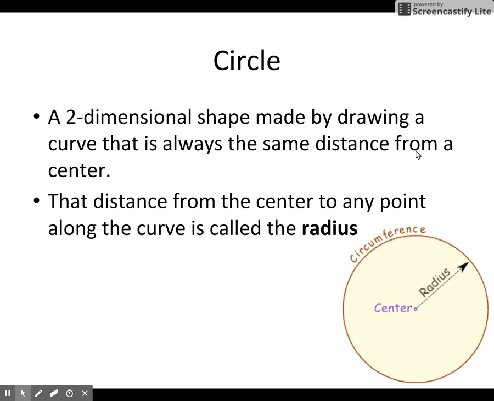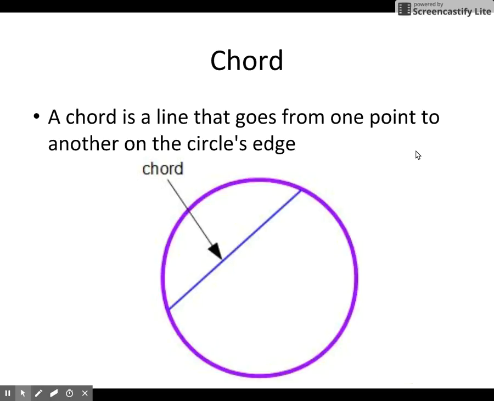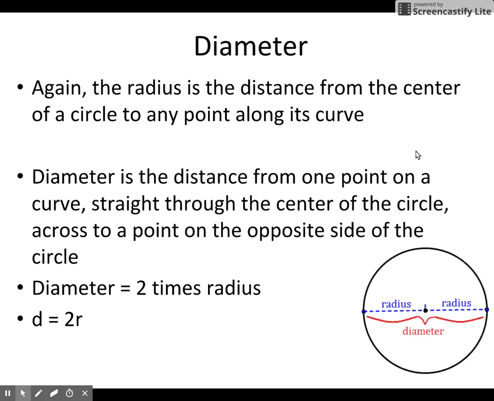First off, we need to know that a circle is a two-dimensional shape made by drawing a curve that is always the same distance from a center. That distance from the center to any point along the curve is called the radius. A chord is a straight line segment that goes from one point to another on the circle's edge. And then you have the diameter.